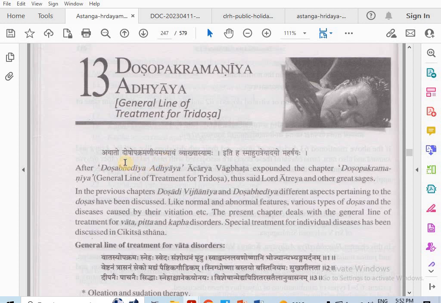Athato, from now, from here, dosha upakramaniyam adhyayam, the chapter on the treatment of three doshas, right? Vyakhyasyamah, we will explain now the chapter on the treatment of three doshas. Iti, like this. Smahu, Atreya Adayah Maharsayah. Many times we understood this line as it is repeated in the beginning of every chapter. Atreya Adayah means Atreya, etc. Maharsayah means sages, great sages, right? Smahu, so it is actually Ahu Sma.